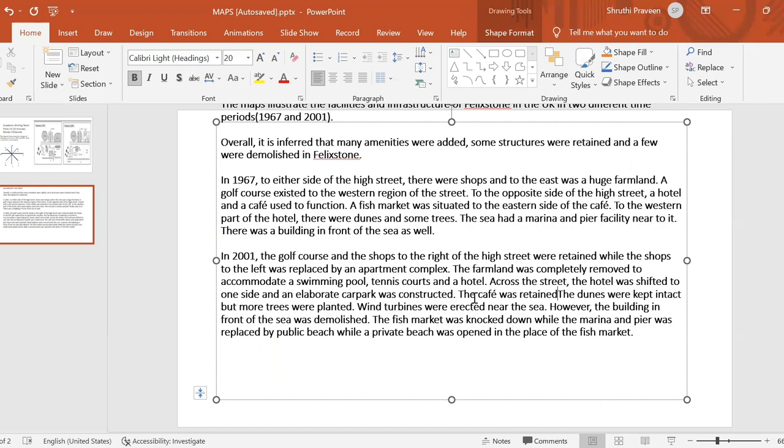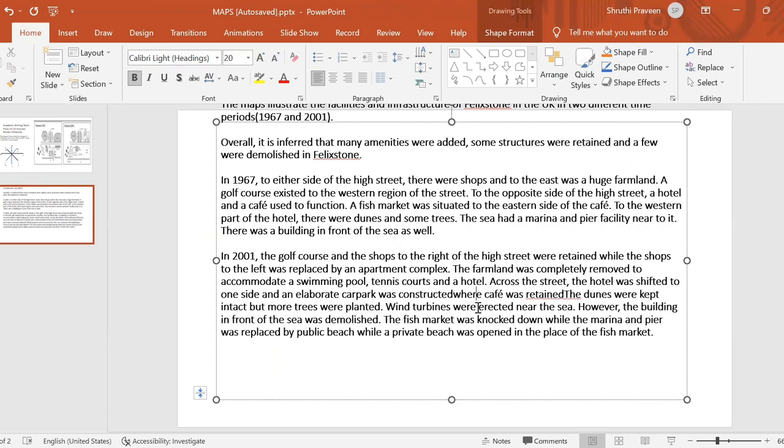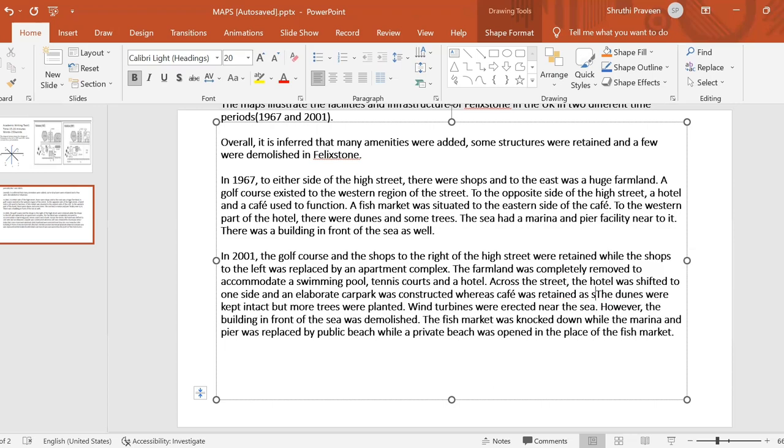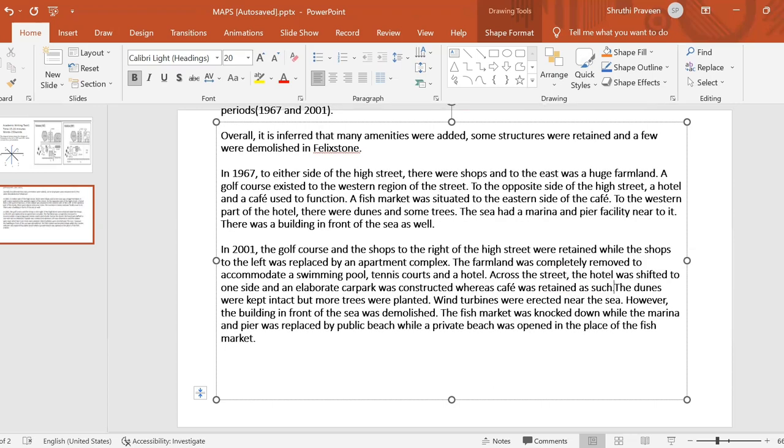Okay, let me add a connector here. I've written here, across the street, the hotel was shifted to one side and an elaborate car park was constructed. Whereas the cafe was retained as such, meaning no change was added to the cafe. The dunes were kept intact, but more trees were planted. Wind turbines were erected near the sea.